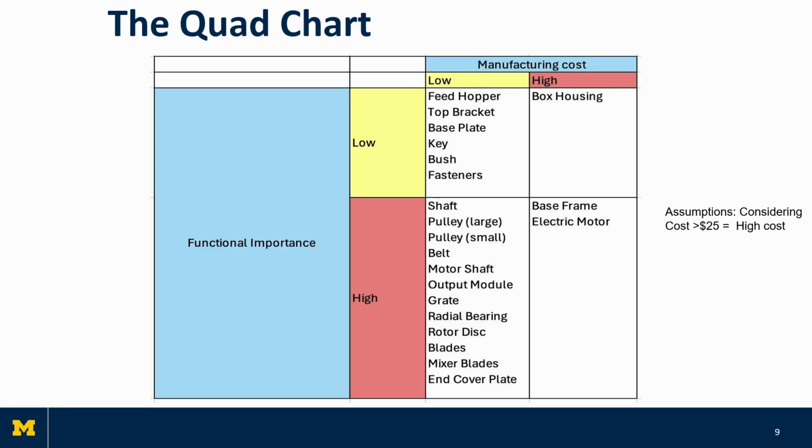Different segments make components qualified as most problematic or rather simpler. Here you can understand the same situation where you have a look at the fourth quadrant, involving high importance and high cost products. In our case, it's the base frame and motor.